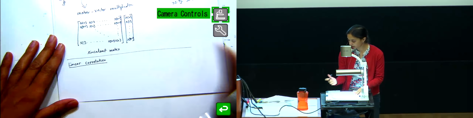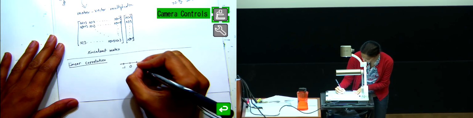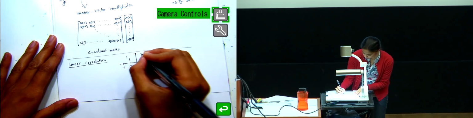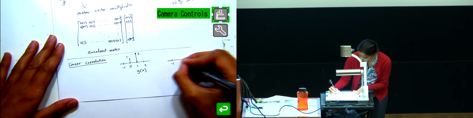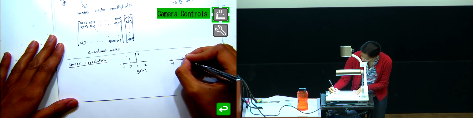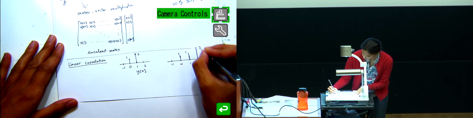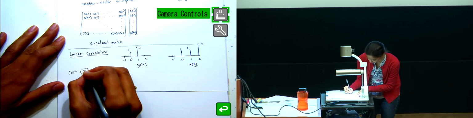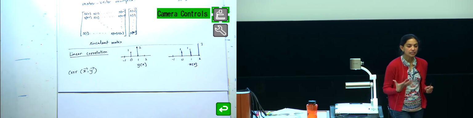Let's say I have two signals. Let's say I have minus 1, 0, 1, 2. Let's say I have 1. And let's call this y of n. Let's say I have minus 1, 0, 1, 2, and 1. And let's say now I want to figure out the correlation of x and y, in this case where I have these x and y given this way. And x and y are not periodic.